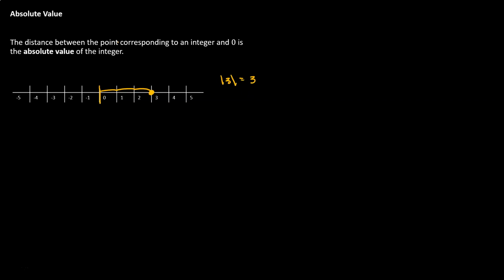But if I wanted to talk about maybe -2, I could put a point at -2 and then count how far that is from 0. I'm 1, 2 units from 0. I did go to the left, but notice the absolute value definition does not ask if you went left or right. It just asks how far did you go. So the absolute value of -2 is 2 units.